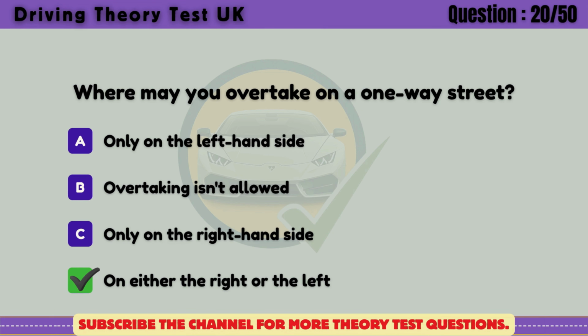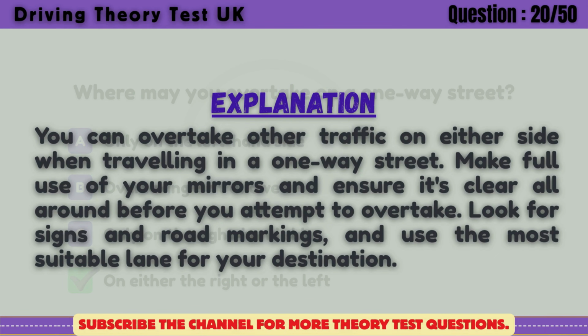Answer is D. On either the right or the left. You can overtake other traffic on either side when traveling in a one-way street. Make full use of your mirrors and ensure it's clear all around before you attempt to overtake. Look for signs and road markings, and use the most suitable lane for your destination.